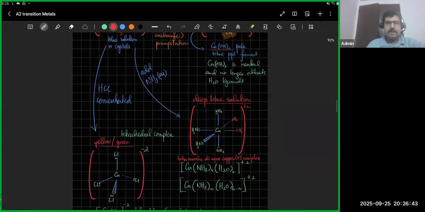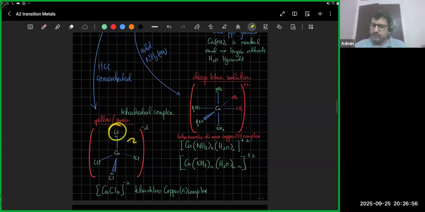Yeah, tetrahedral complexes. So not all complexes are octahedral. I mean, there are all sorts of complexes. Remember, you've studied shapes of molecules. Sometimes the ligand is really big in size, so you can't fit a lot of ligands around it. So it's going to form a tetrahedral complex.